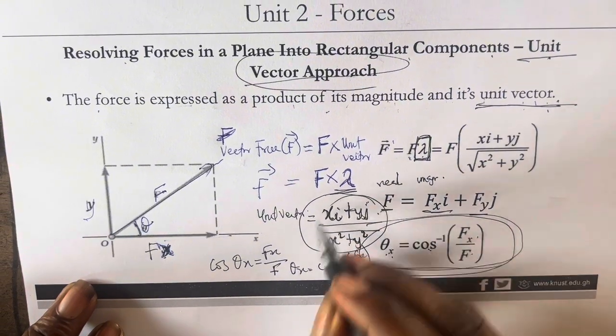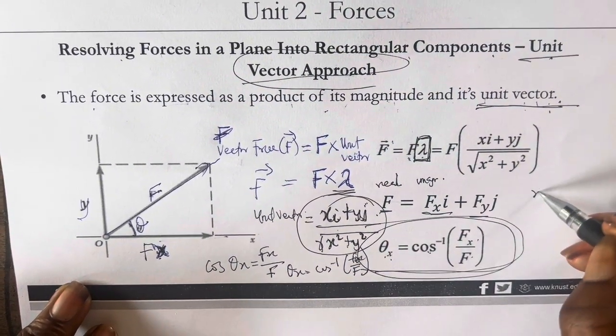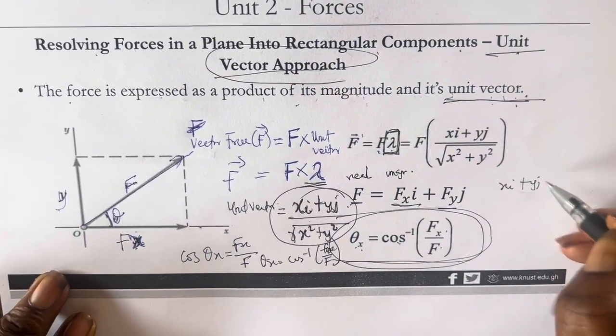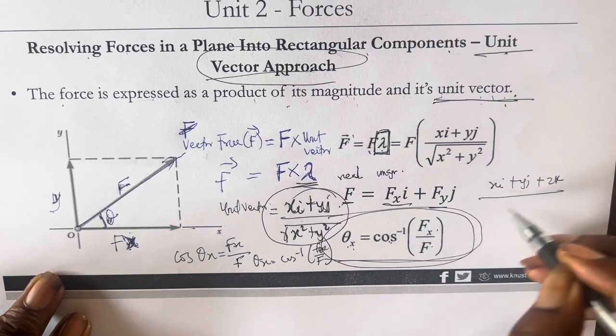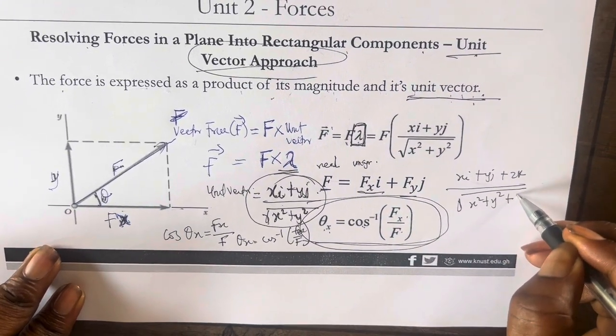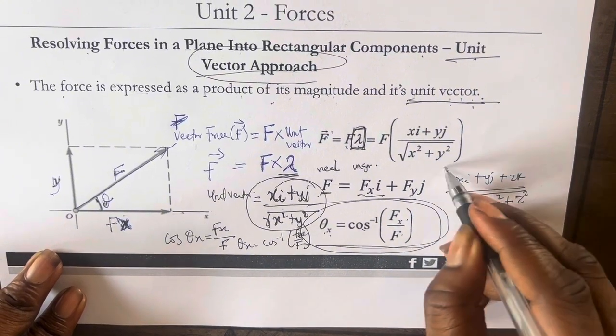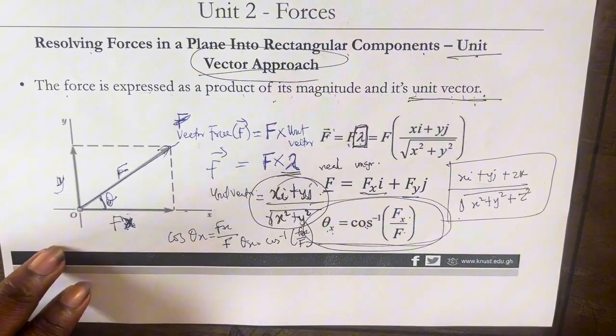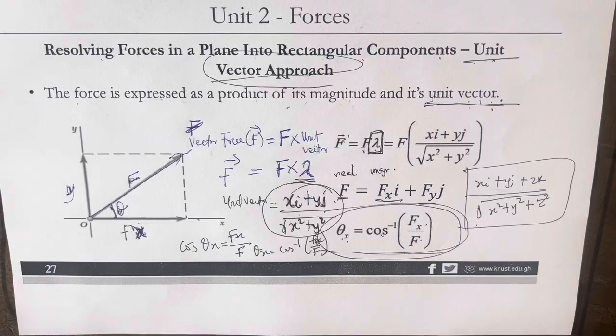So put this in your head. If it's three-dimensional space, you get xi plus yj plus zk, all divided by the square root of x squared plus y squared plus z squared. That will be the unit vector. So put this in your head and we move on to the next one.